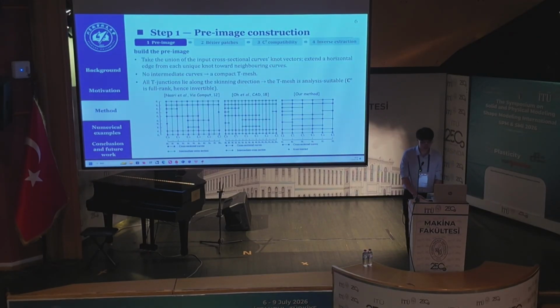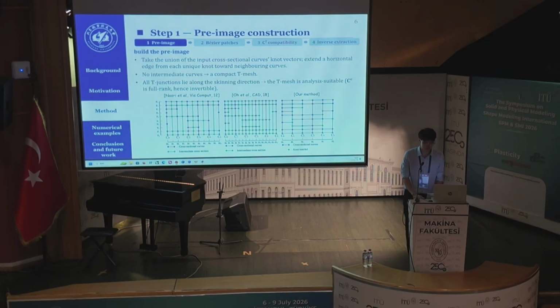Step 1 is a pre-image. We take the union of the knot vectors of all the input curves, and from each unique knot, we extend a horizontal edge toward the neighboring curves. Since all T-junctions lie along the skinning direction, the resulting T-mesh is analysis-suitable, which means the extraction operator is full rank and therefore invertible.